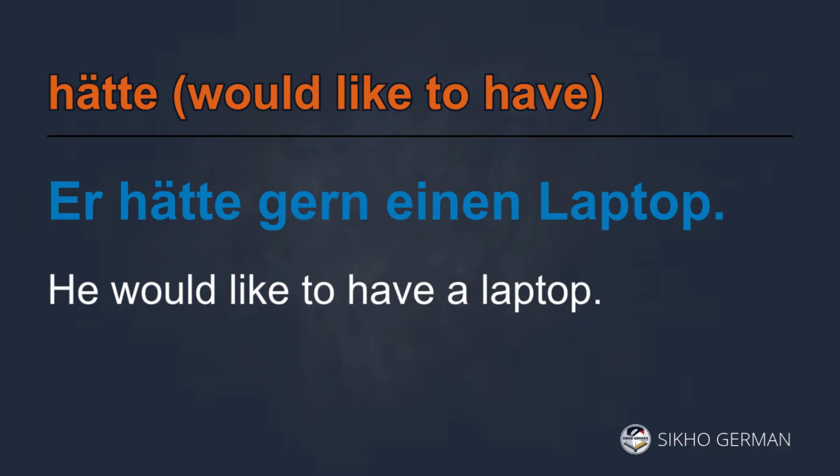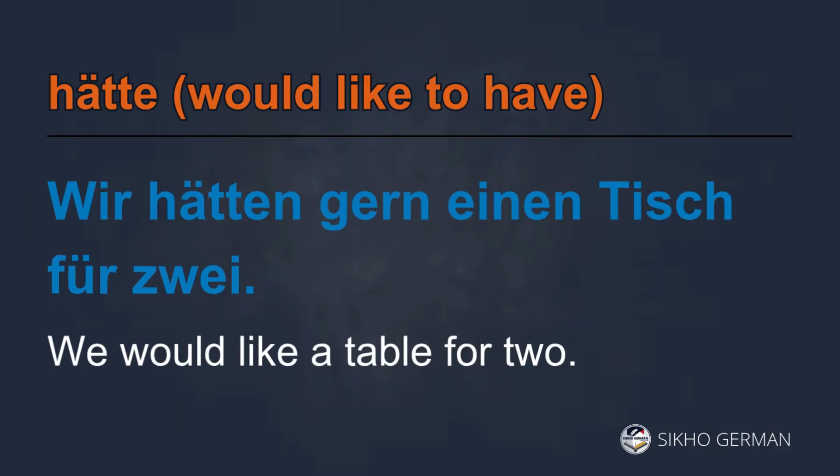Here, the structure shows a polite wish for an object. Wir hätten gern einen Tisch für zwei means we would like a table for two. This is one of the most useful real-life restaurant phrases in German.